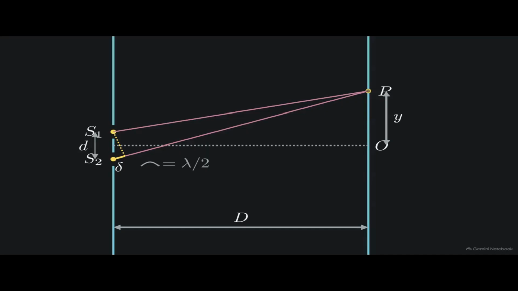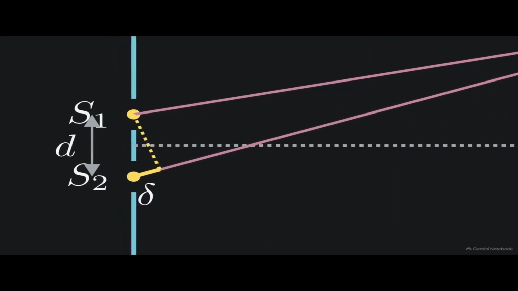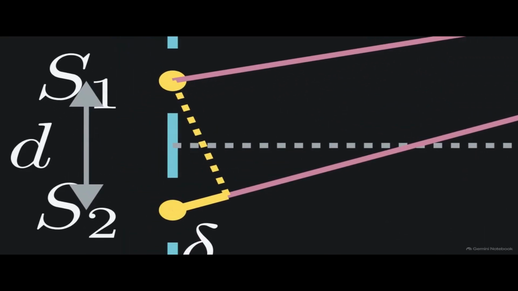We can find delta by looking at the geometry near the slits. We have a right triangle here. Using basic trigonometry, the sine of angle theta equals the opposite side, delta, divided by the hypotenuse, lowercase d.